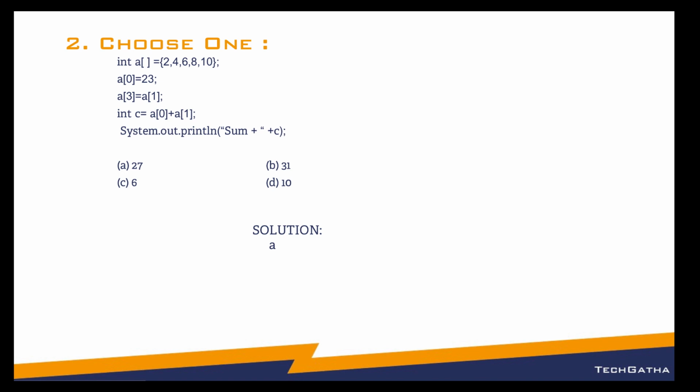Solution A. How? The initial array is 2, 4, 6, 8, 10. When I say A of 0 is 23, that means the value at 0th index is 23. When we say A of 3 is A of 1, that means value at index 3, so 0, 1, 2, 3, that is, in place of 8, the value at index 1, that is 4, gets assigned. So the new array becomes 23, 4, 6, 4, 10.